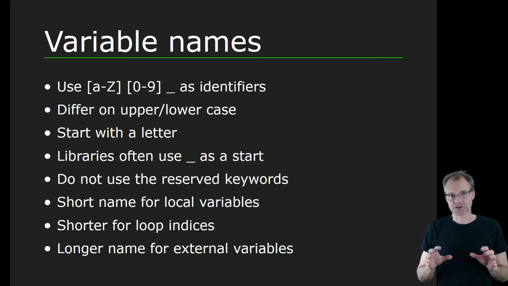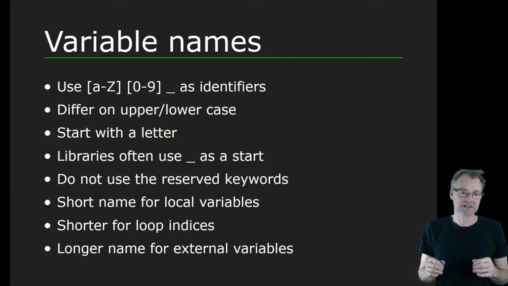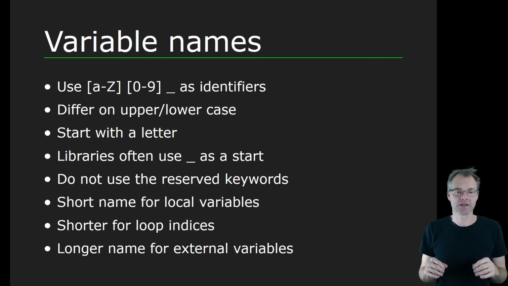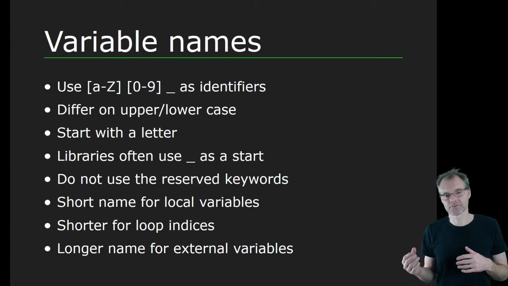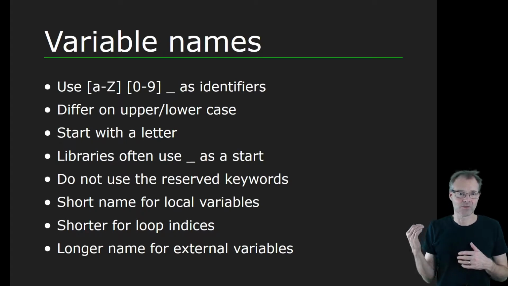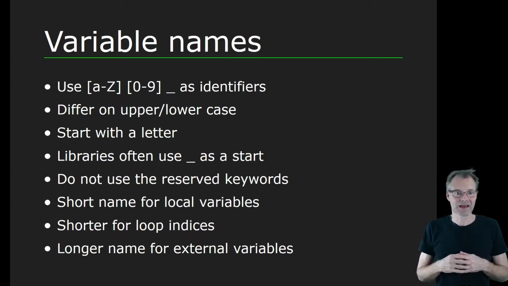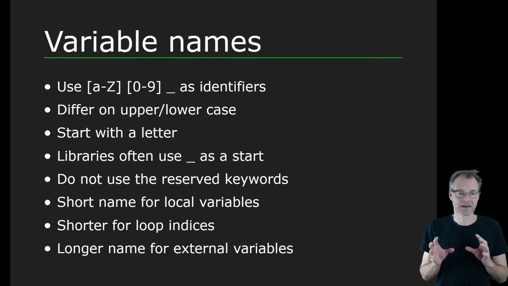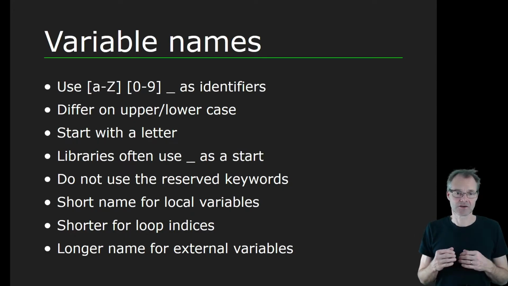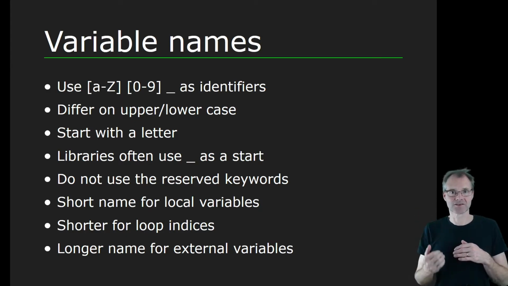So let's start with variable names. We can create variable names, and we can use small to capital letters, A to Z. We can use numbers, and we can use the underscore as an identifier. We always start with a letter or the underscore. And the variable name will differ if we use upper or lower case. So capital A is not the same as small a.